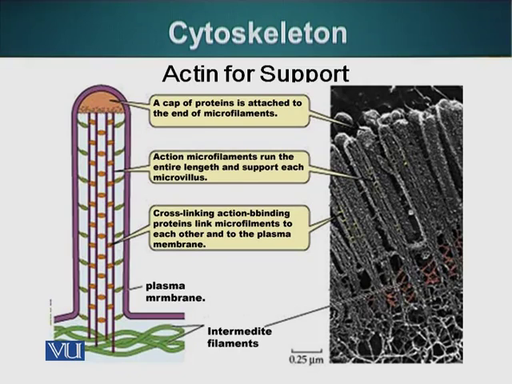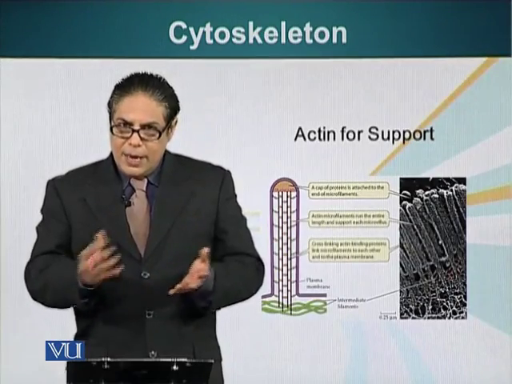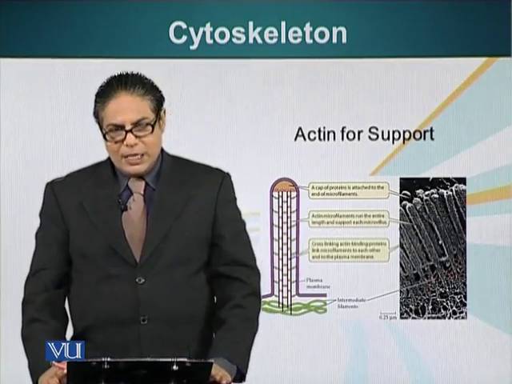Also, actin filament gives structural support to small finger-like projections which are present in different parts of our body, the microvilli. This actin support is necessary for these projections to maintain their shape. Next, we will talk about microtubules and intermediate filaments.